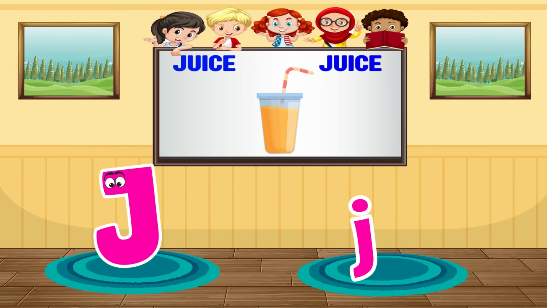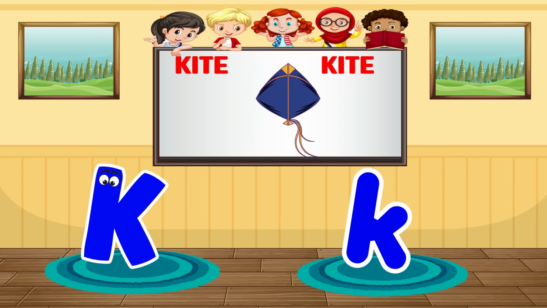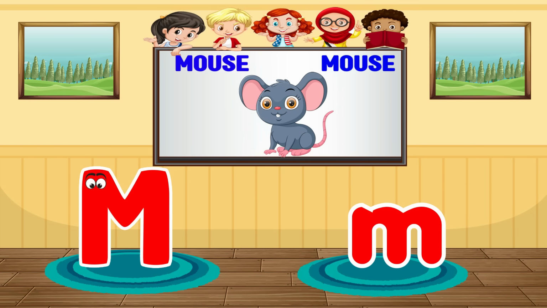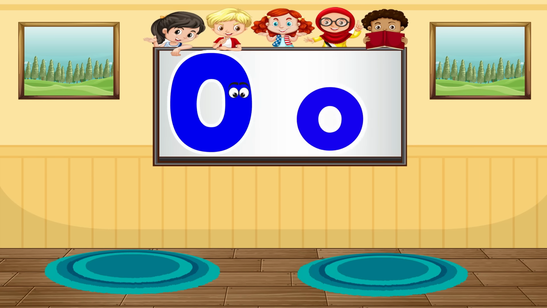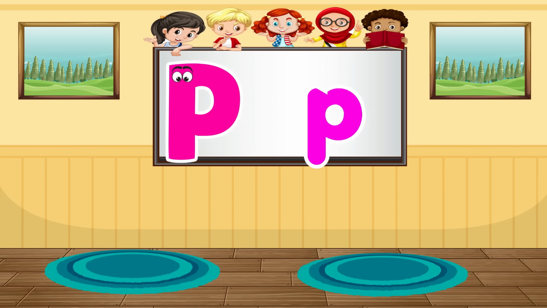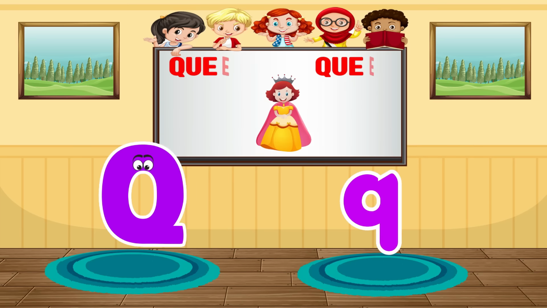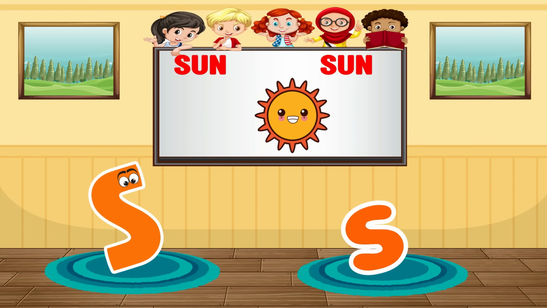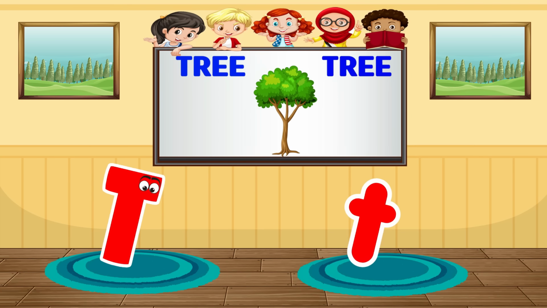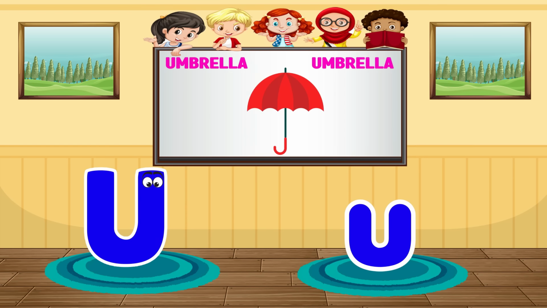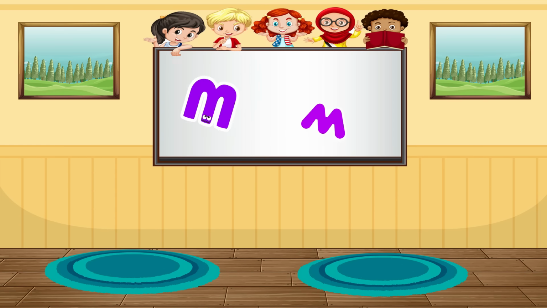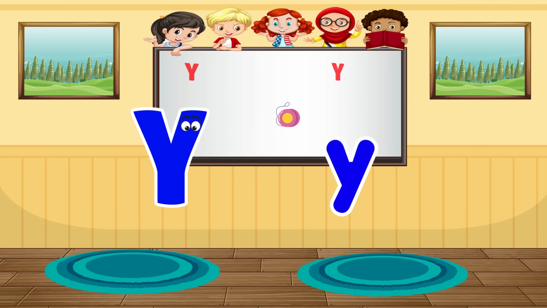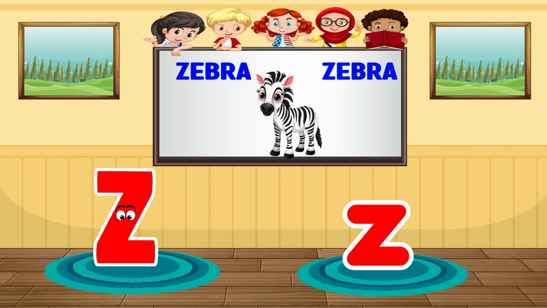J, juice, juice. K, kite, kite. L, lion, lion. M, mouse, mouse. N, nose, nose. O, owl, owl. P, pig, pig. Q, queen, queen. R, rabbit, rabbit. S, sun, sun. T, tree, tree. U, umbrella, umbrella. V, violin, violin. W, watermelon, watermelon. X, x-ray, x-ray. Y, yo-yo, yo-yo. Z, zebra, zebra.